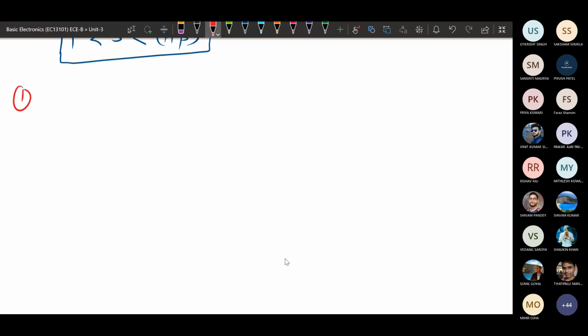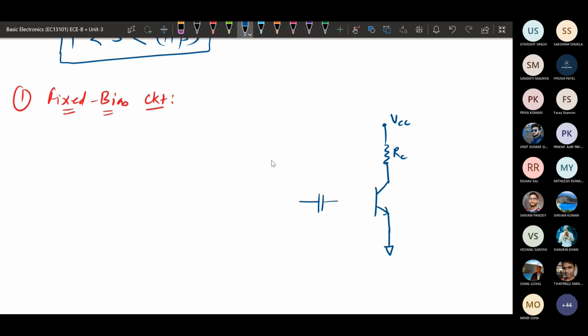The first is the fixed bias circuit technique. In the case of the fixed bias circuit, the structure will be like this: we have a BJT connected with a collector resistance, and here there will be a VCC. This VCC will bias the collector side, and also the base side will be biased through the same.